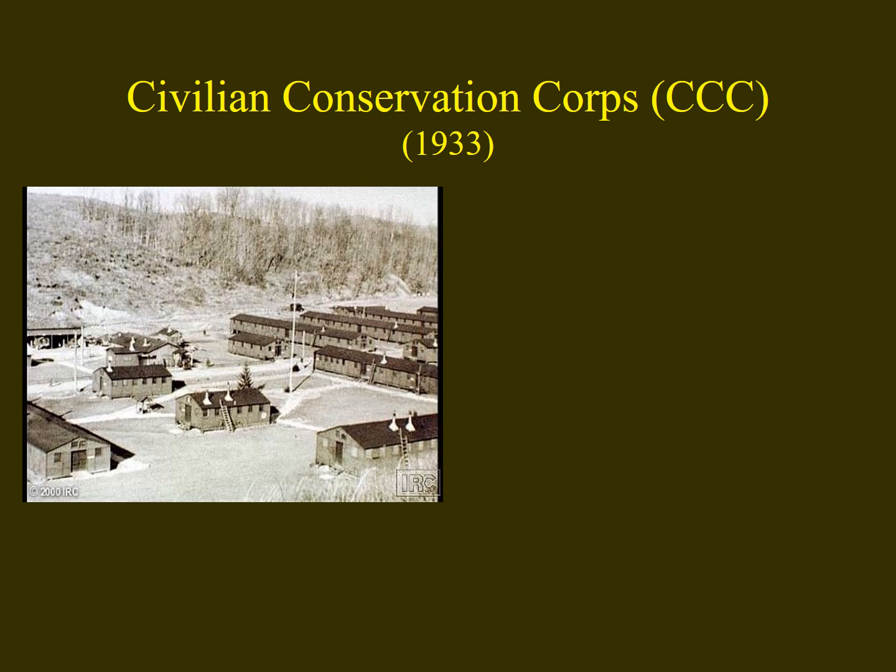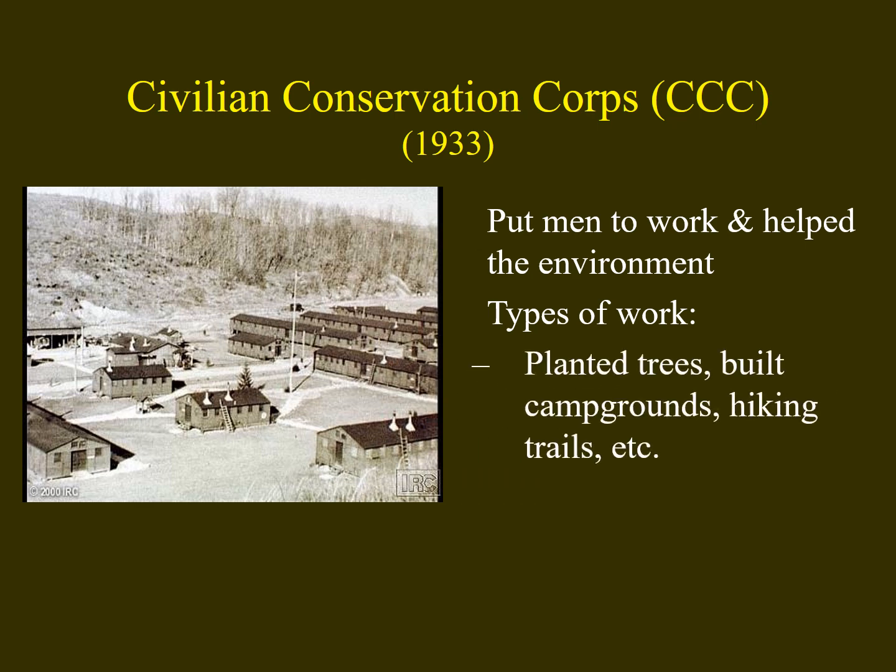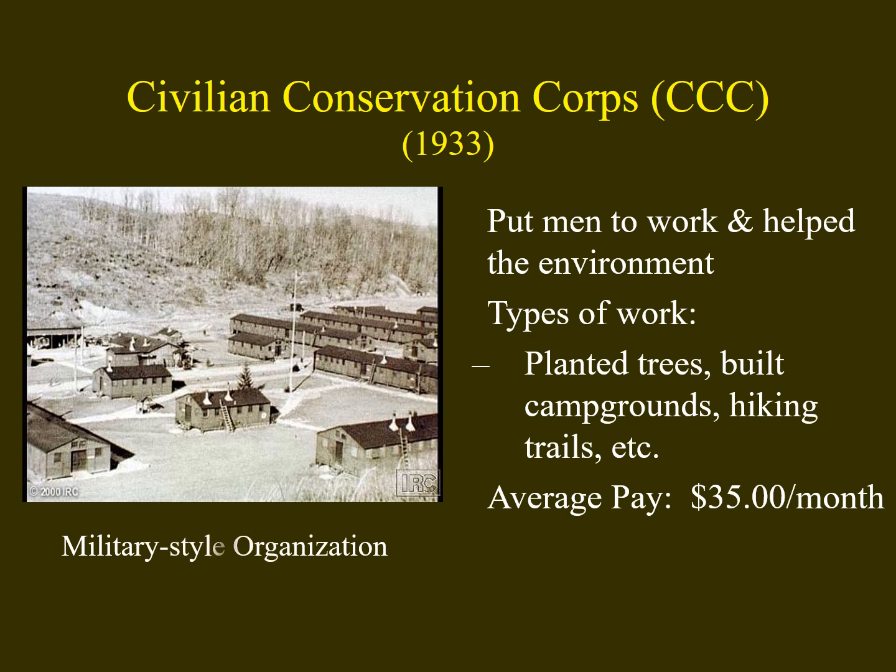The Civilian Conservation Corps, or the CCC, was one of Franklin Roosevelt's favorite programs. First of all, it put men to work, and it helped the environment at the same time. There were numerous types of programs included in this project. They planted trees, built campgrounds, hiking trails, and stocked fish in local streams. You didn't get rich if you had a job in the CCC. Your average pay was about $35 a month, but at least you had a roof over your head and 3 square meals.